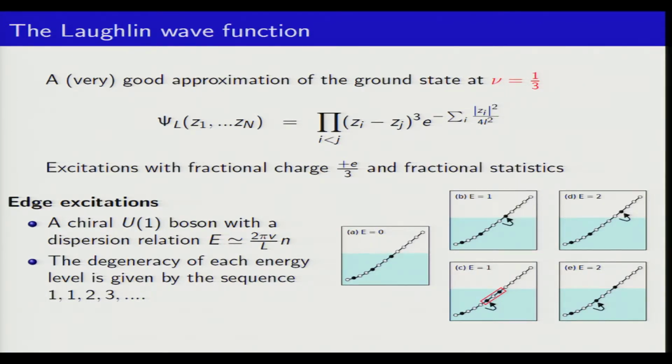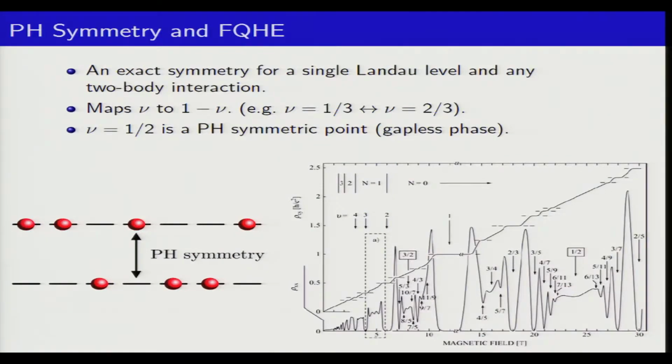So that's your ground state, where you fill all your states below the Fermi level. When you look for one excitation, that's the only option. This one is forbidden because of the exclusion principle. And these are the 2 options that you have at the next energy level. So you get this specific counting for the chiral edge mode, 1, 1, 2, 3, and so on, that we will use later. One feature of restricting to a single Landau level is the particle-hole symmetry.